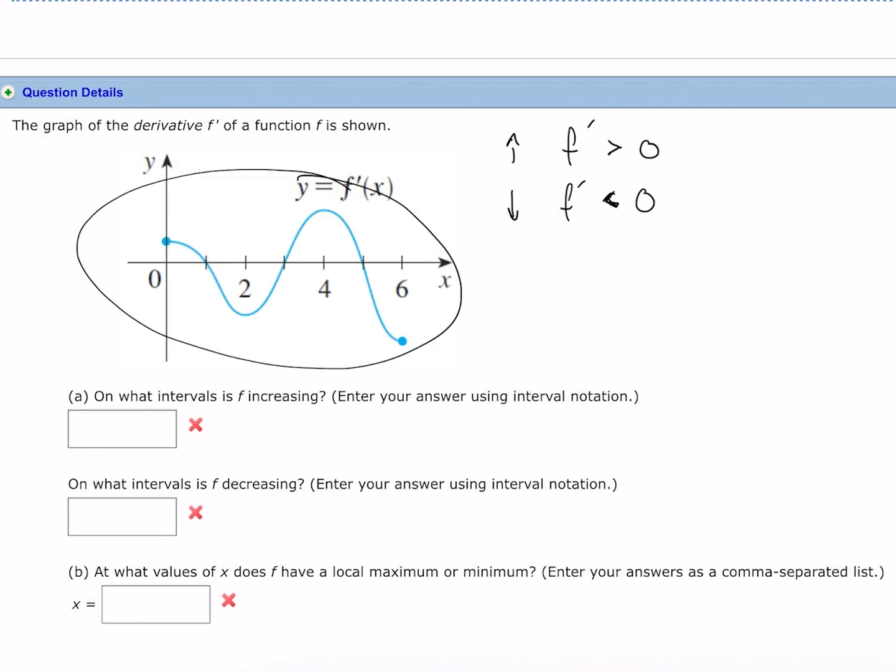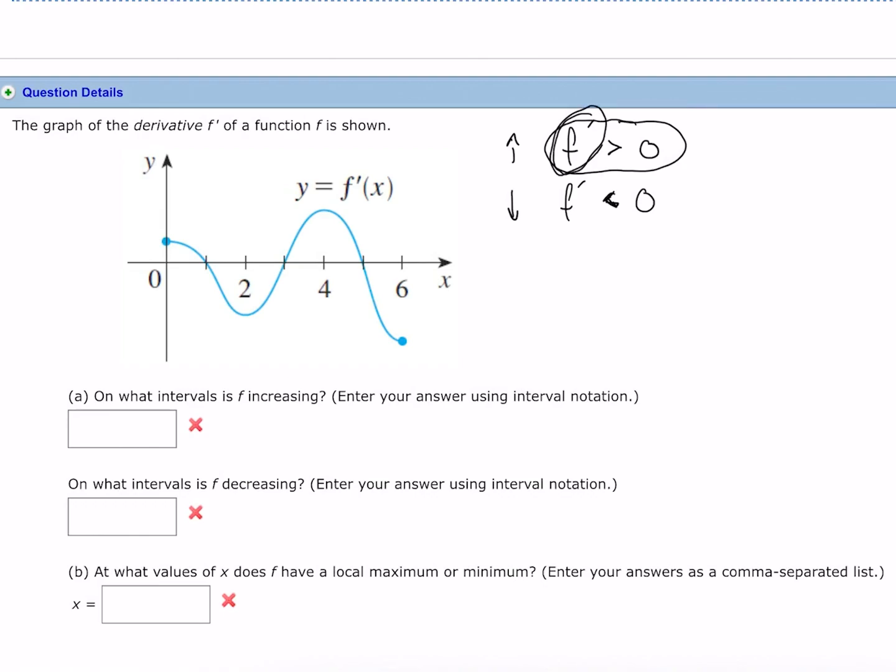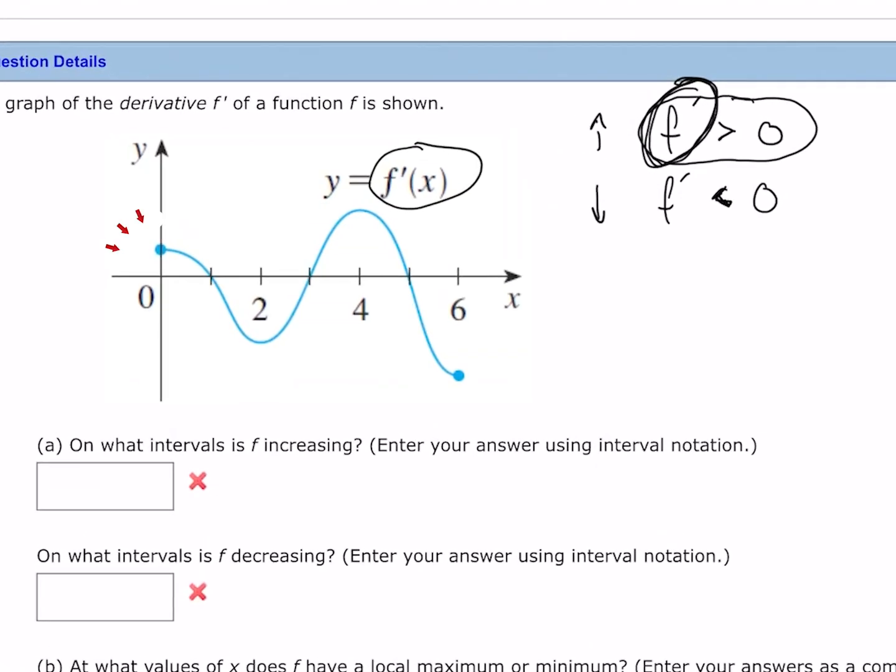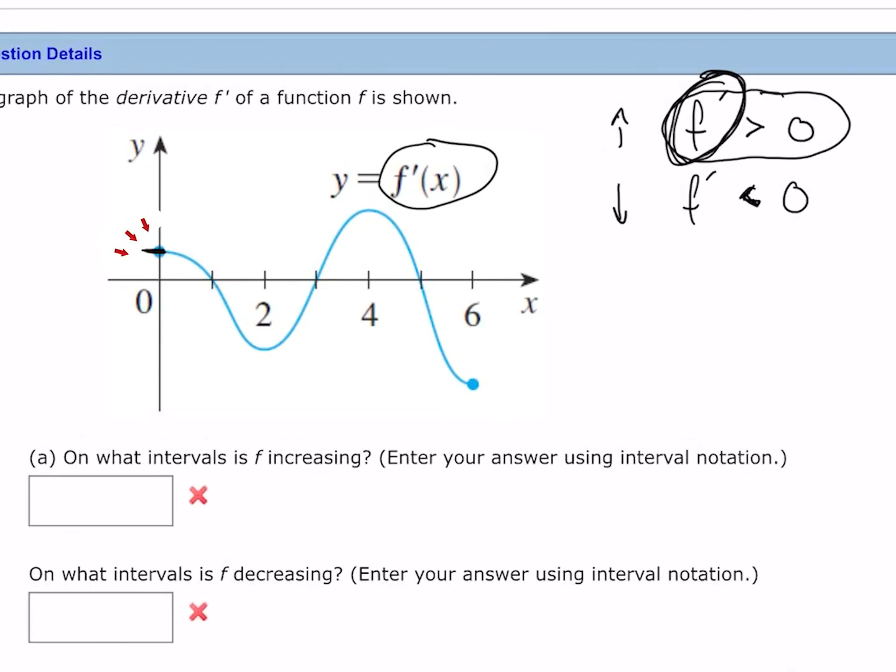So where on our graph over here is our first derivative greater than 0? Yet another way to interpret this statement is where is our function that we're looking at here, f prime, right? This is f prime. Where is our function greater than 0? Where does our function reside above the x-axis? For example, let's say that this has a y value of 1. What is f prime of 0.5?